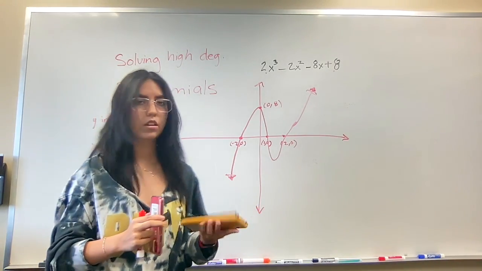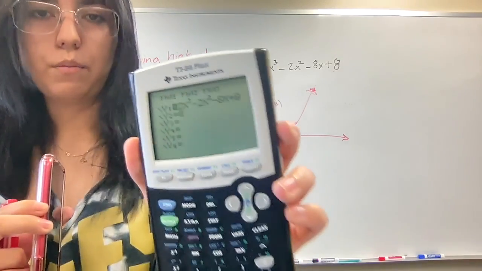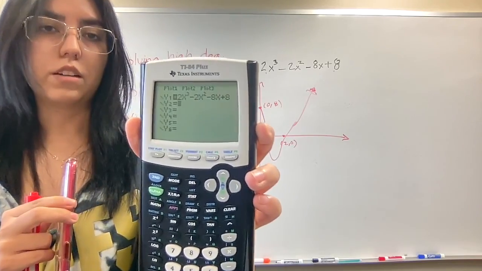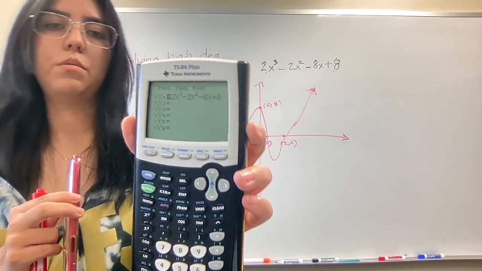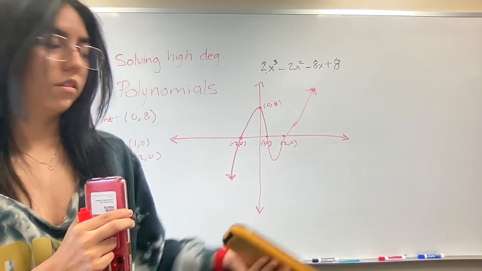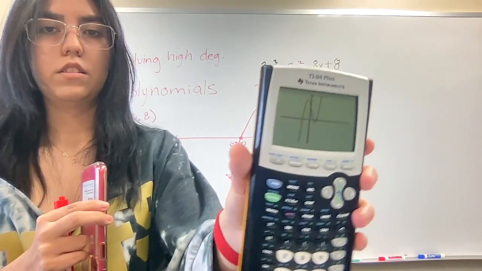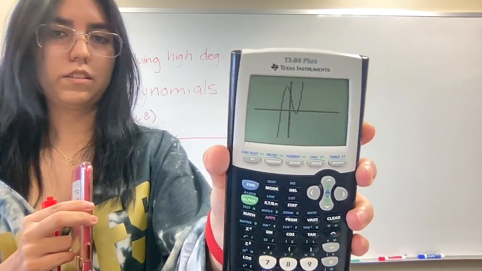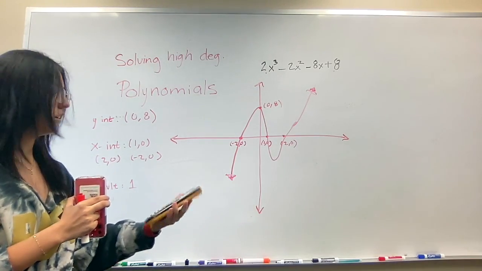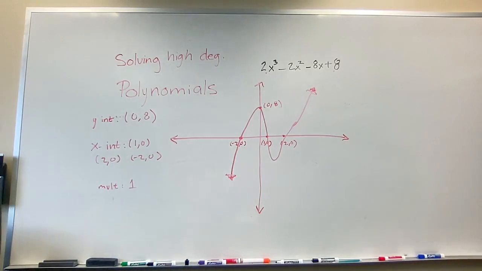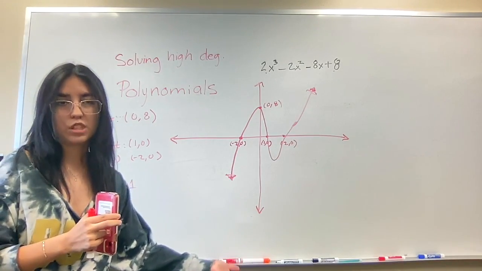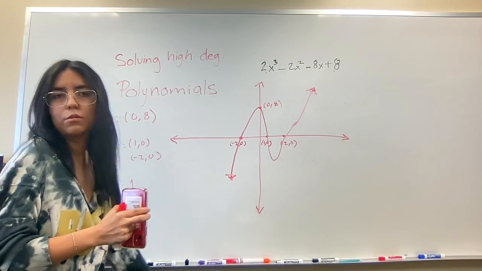Let's see. So here is my calculator, and you can see the equation right there, 2x cubed minus 2x squared minus 8x plus 8. And then you plug it in, you press graph, and there you go. You see the graph right there? Does it look the same as when I did it? Then you're right. So that's one way of double checking your work. If you're not confident in how your graph looks, use your calculator. It's not really cheating. I mean, you're just double checking your work.